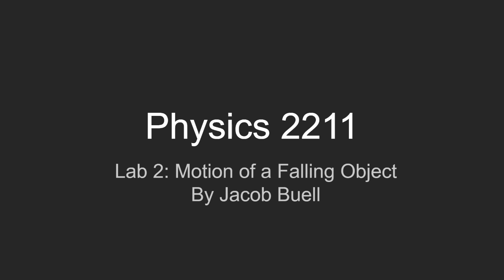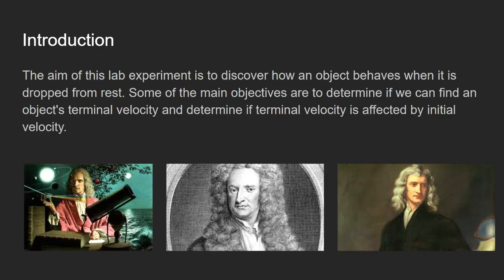So, as an introduction to this lab, the aim of this lab experiment is to discover how an object behaves when it is dropped from rest. Some of the main objectives are to determine if we can find an object's terminal velocity and understand what that is, and to determine if terminal velocity is affected by its initial velocity.